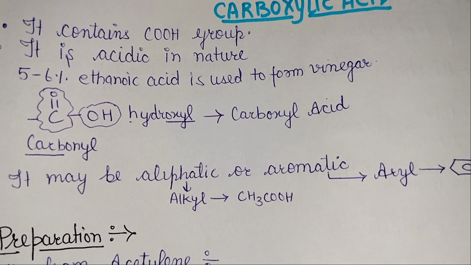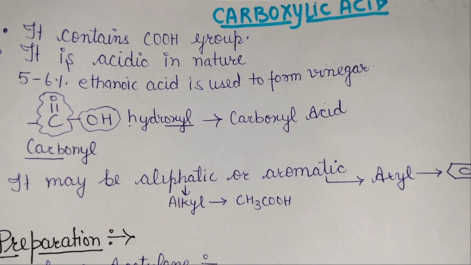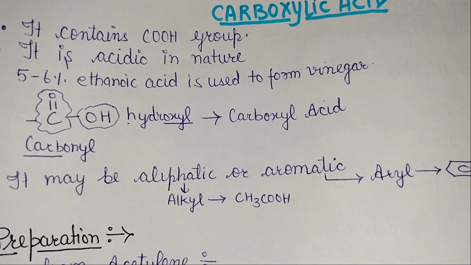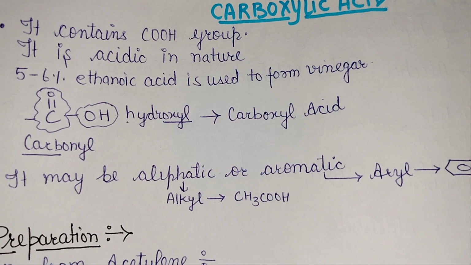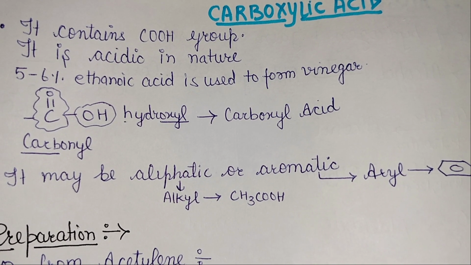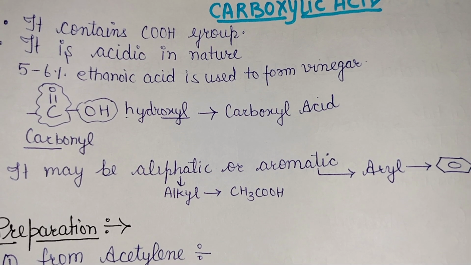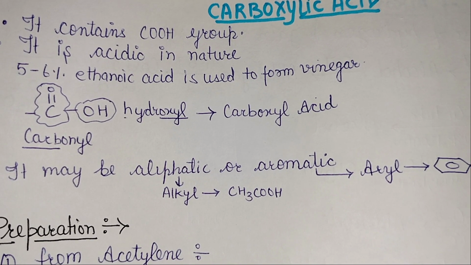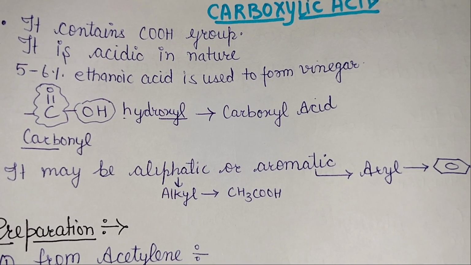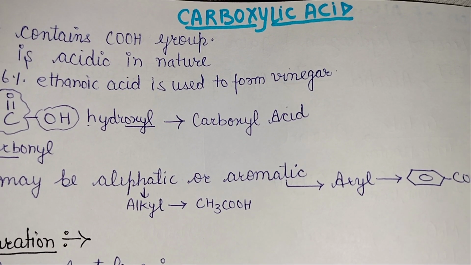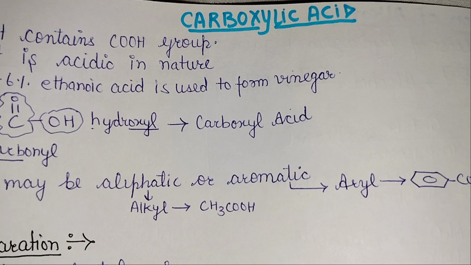It contains the COOH group, or we can say any organic compound which contains the COOH group is known as carboxylic acid, and it is acidic in nature. 5 to 6% of ethanoic acid, or acetic acid, is used to form vinegar, and vinegar is commonly used in our kitchens.